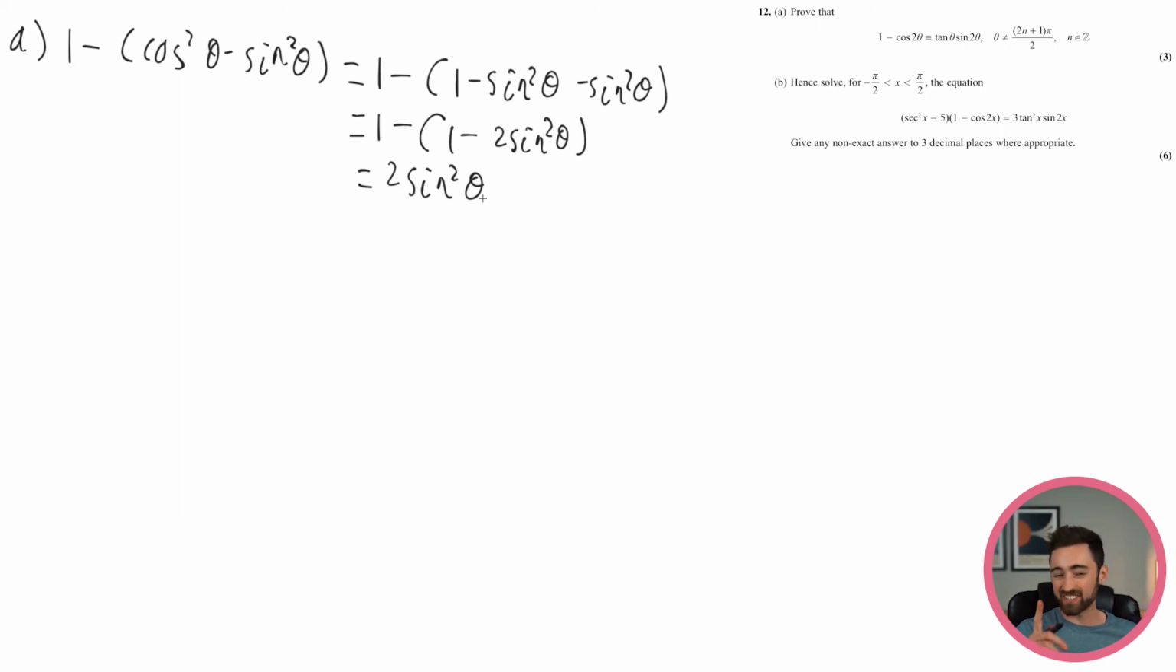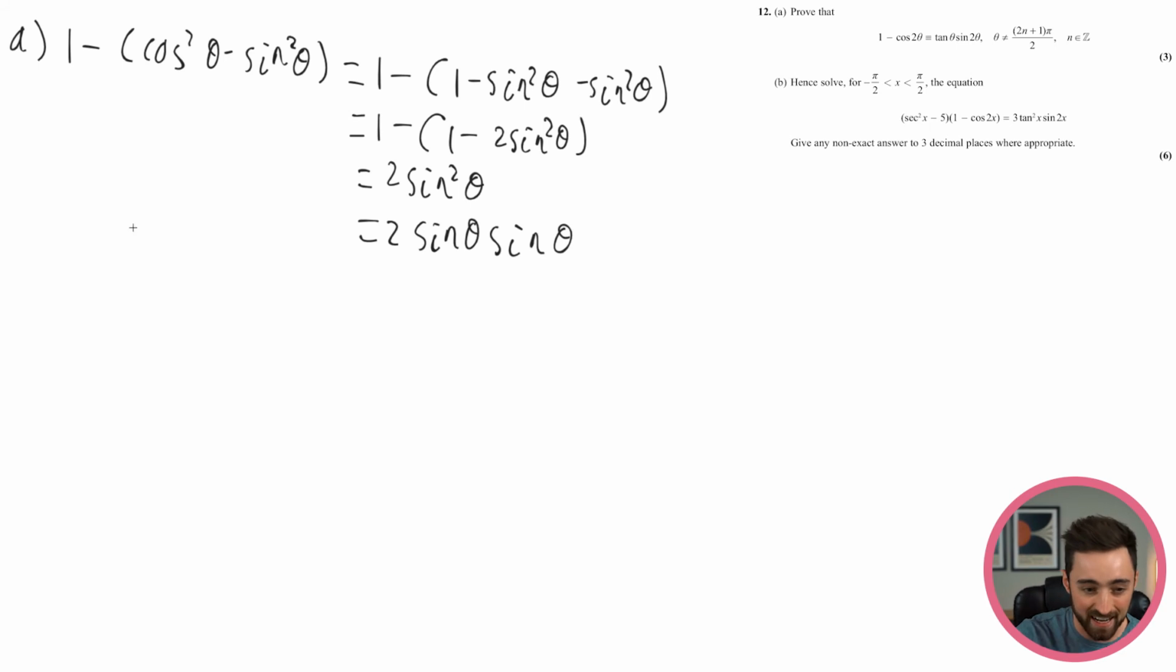All right, I'm going to show you something cheeky here. If you look at it, we want a tan theta and we want a sine of 2 theta, but we've just got 2 sine squared. So I'm going to split this sine squared up into 2 sine and then another sine. Why am I doing this? Because one of them I'm going to use for the tan and the other one I'm going to use for the sine of 2 theta.